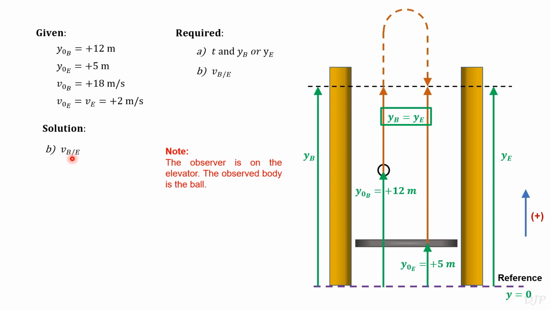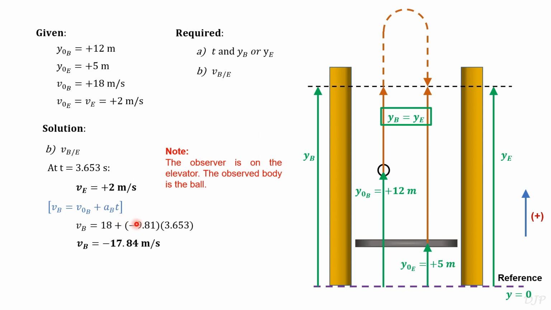We need now to determine the velocity of the ball upon collision. At this time of collision, the velocity of the elevator is just a constant value of positive 2 meters per second. And for the velocity of the ball, we will use the second kinematic equation. By substitution of the known values, including the acceleration due to gravity, we will get that the velocity of the ball is equal to negative 17.84 meters per second.